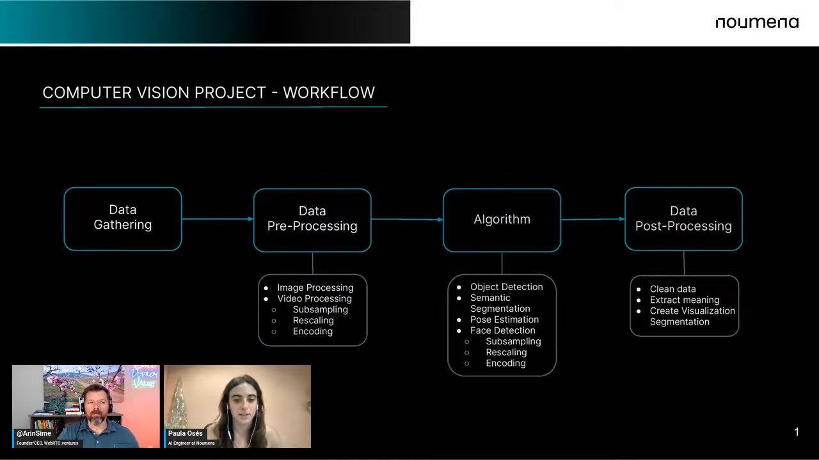Then you can do semantic segmentation. You can do pose estimation, which is very applied to persons. You can do face detection, face recognition. So you can do pretty much whatever you want. And then, of course, you do some pre-processing. So you clean the data, you do nice visualization, so people are able to understand the meaning of all of it. And I think this is an overview of the workflow of a computer vision project.